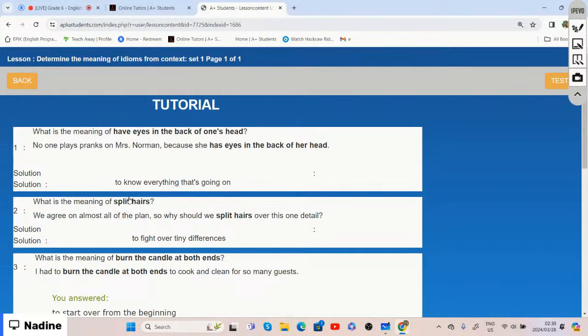If we look at these examples, it says, what is the meaning of have eyes in the back of my head? I'm not sure if your teacher already told you this, but the teacher would say, I have eyes in the back of my head. So what does that mean? I'm also a teacher at the school that I work at, and most times this is what I would say when I'm busy writing notes on the board. I have eyes in the back of my head.